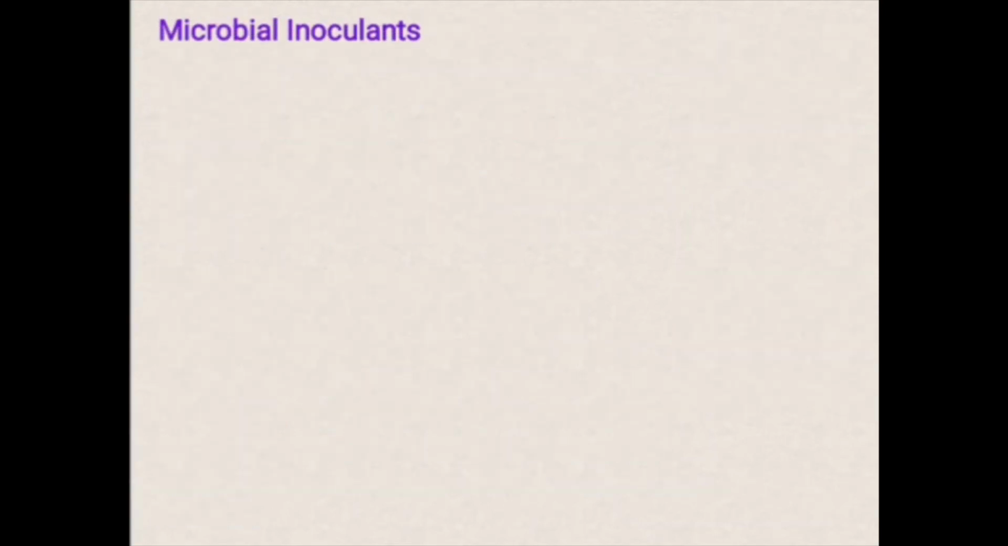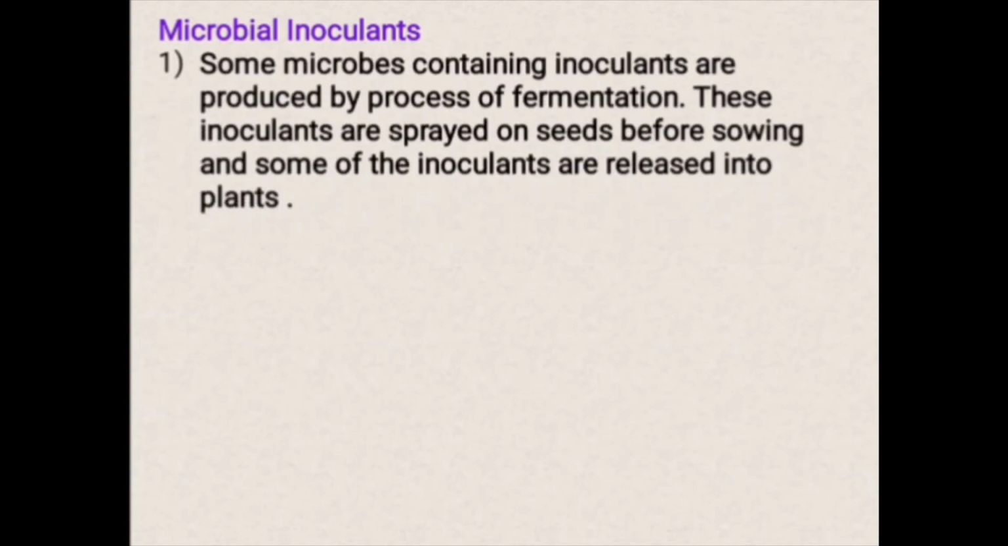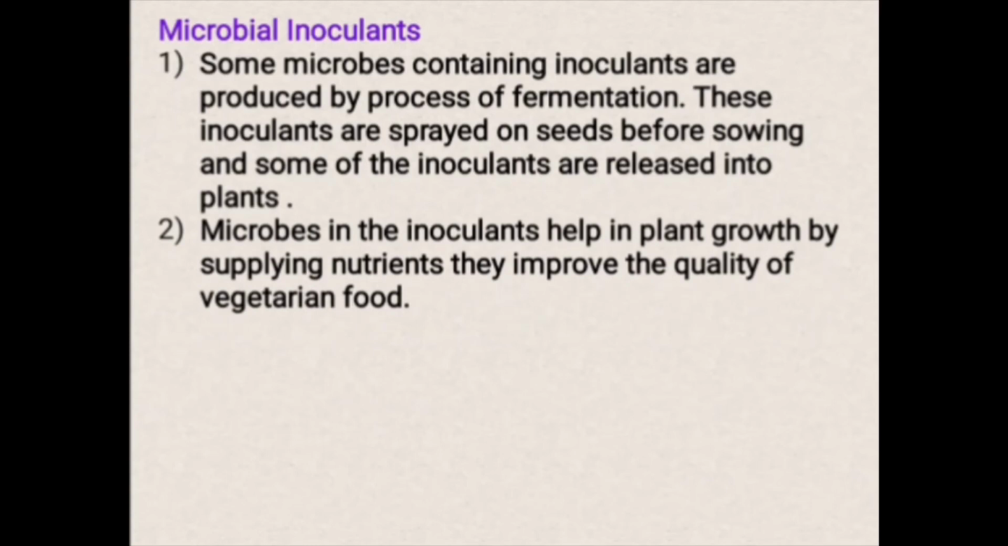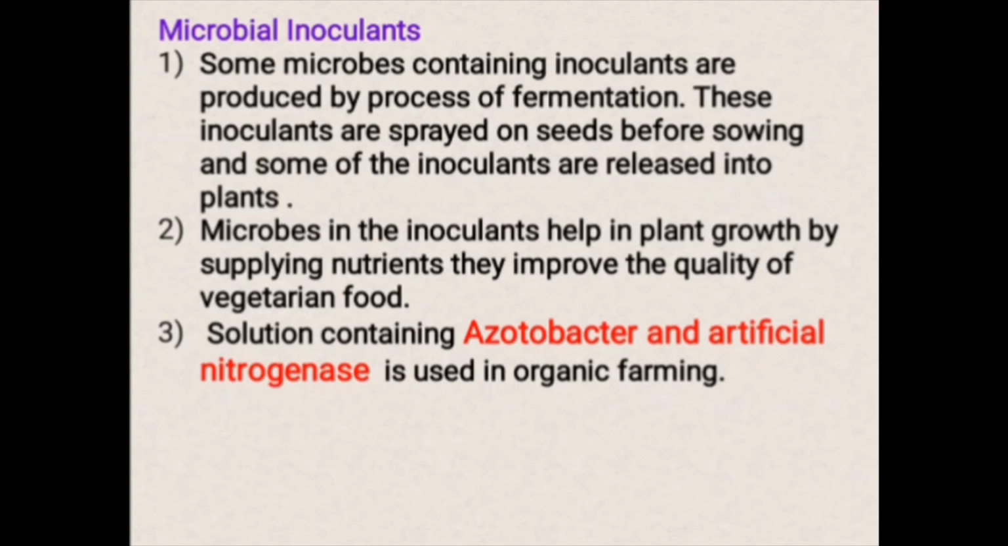Now let's take the information about microbial inoculants. Some microbe-containing inoculants are produced by the process of fermentation. These inoculants are sprayed on seeds before sowing and some of the inoculants are released into plants. Microbes in the inoculants help in plant growth by supplying nutrients. They improve the quality of vegetarian food. A solution containing Azotobacter and artificial nitrogenase is used in organic farming.